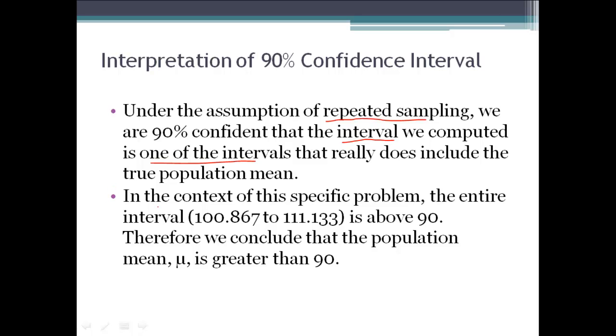So in the context of this problem, the entire interval is above 90. Therefore, we can conclude that the population mean mu is greater than 90.